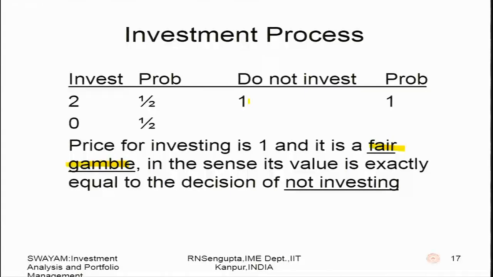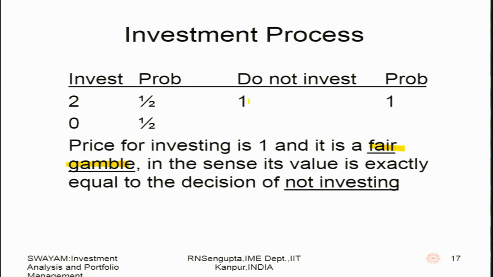So, consider that as an example. If I pay attention to this problem, on the left hand side is a fair gamble, probability half and half, outcome 2 and 0. On the right hand side is a biased coin with probability 1 and do not invest. The expected value for the fair gamble would be 2 into half plus 0 into half. And for the right hand side, which is a fixed event, it will be 1 into 1. So, in both the cases the expected value would be 1.